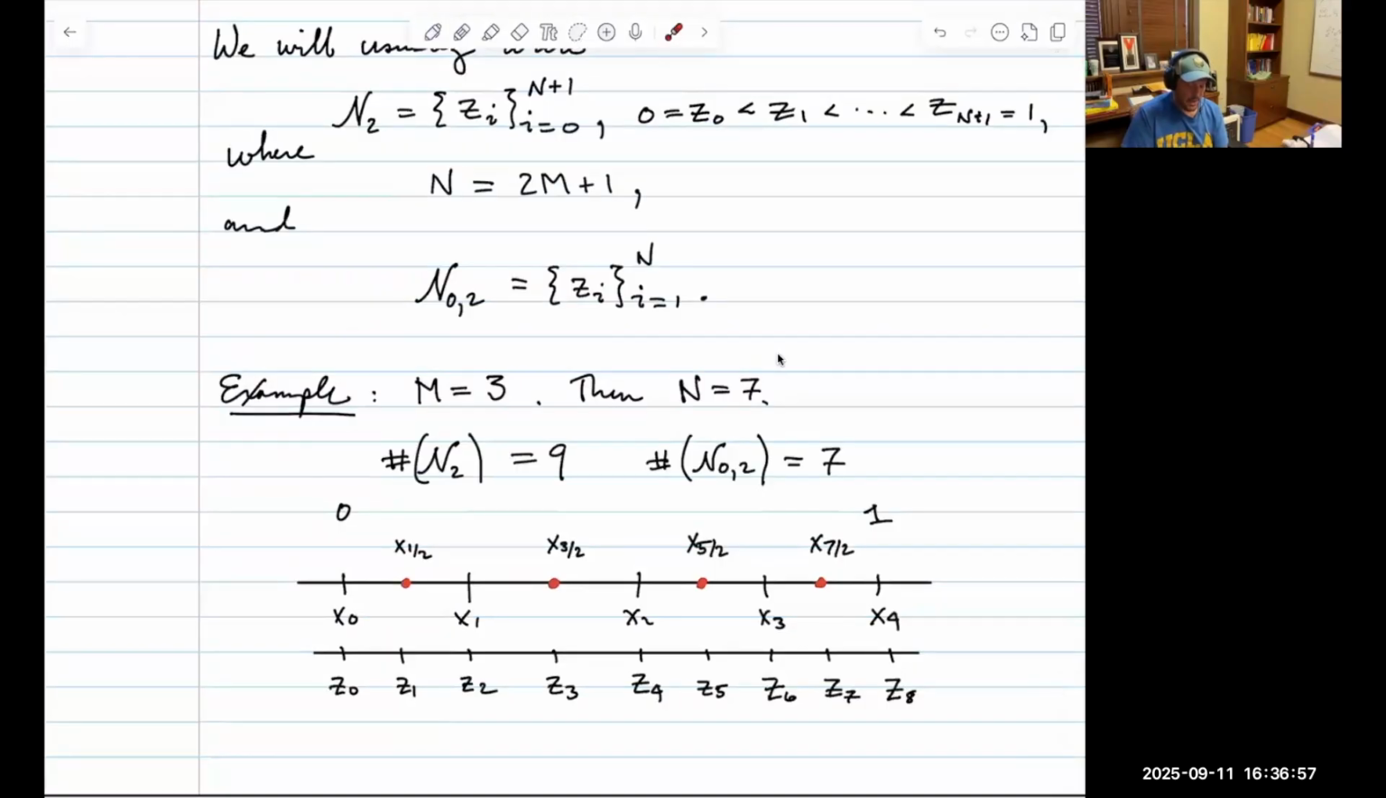Here's an example where m is equal to 3, and according to my formula, n has to be equal to 7. That's not exactly the number of points in this nodal set because I count from i equals 0 to n plus 1. But that means the number of points in this set is going to be capital N plus 2. All right, so what does it mean whenever I choose m equal to 3?